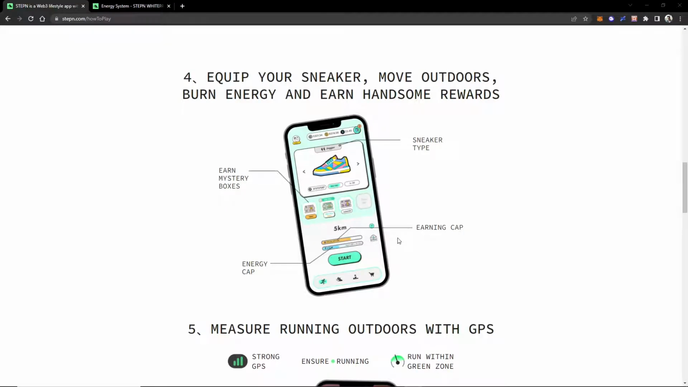In the last video of our Stepn tutorial, we learned a tool which helps us to calculate our return of investment and make the best point distribution. In today's chapter, we will learn the energy and earning cap system.